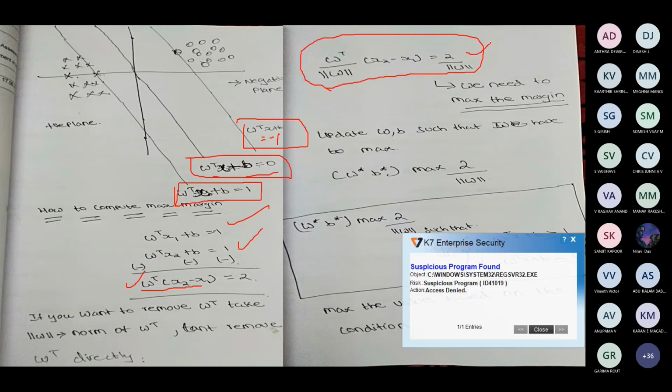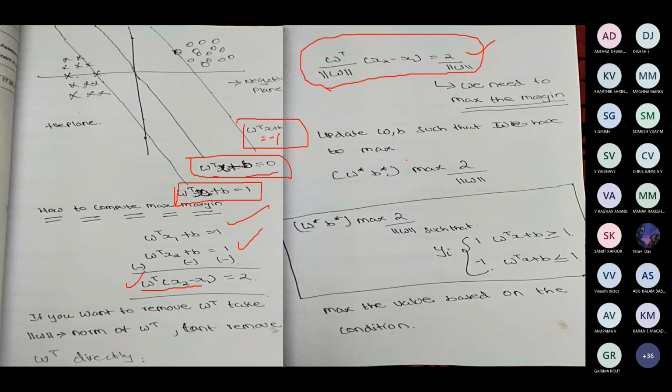So when I divide by the norm, I get this. Now I can remove everything. So our aim, students, is to maximize this particular value. Our aim is to maximize 2 divided by the norm. That is what I have written. Now, such that W transpose X plus B is greater than or equal to 1, and W transpose X plus B is less than or equal to -1.